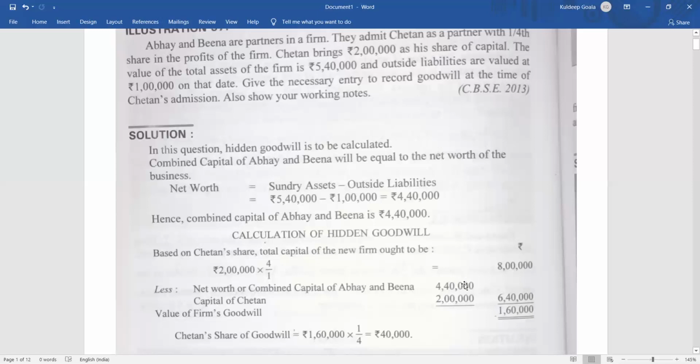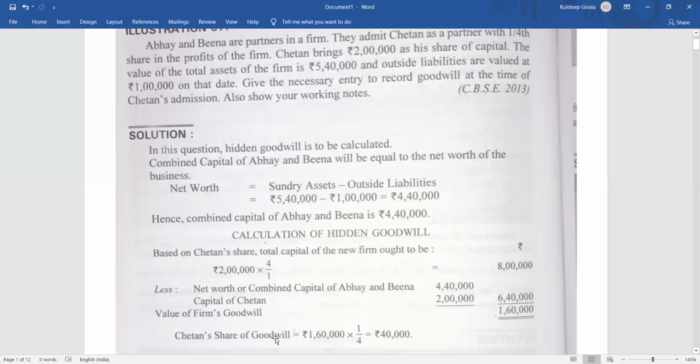Okay. And the investment was how much? 6,40,000. So this 6,40,000 was the investment, and the value of the business is 8 lakh. That means the value of the business has increased by 1,60,000. So why has it increased? Because of the good name and fame of the business. That is goodwill. Clear? So the goodwill is how much? 8 lakh minus 6,40,000. That is 1,60,000.